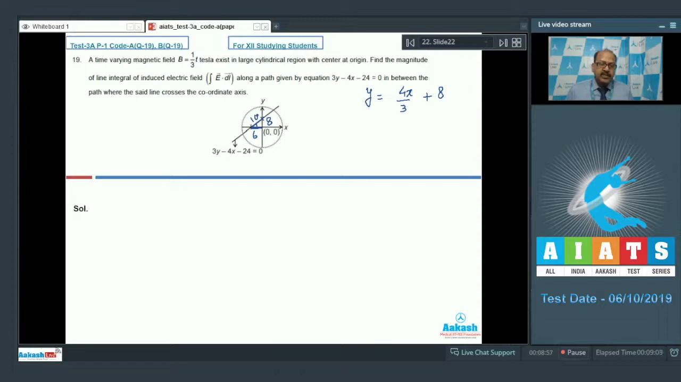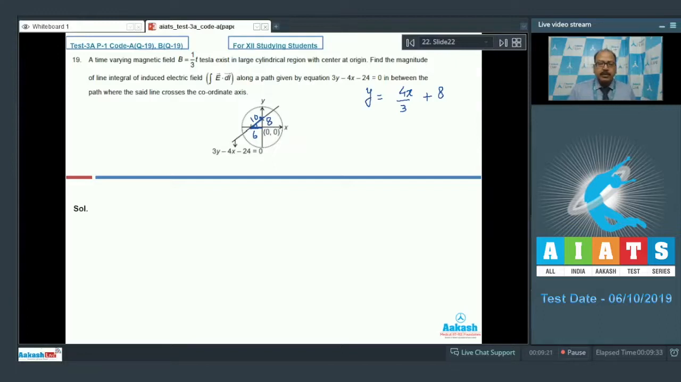Now the magnetic field is changing, so there is induced electric field here being produced, and we have to find the integral of E dot dl from between these 2 points. If we go from one point to the other along this line, what's the value of integral E dot dl, right?